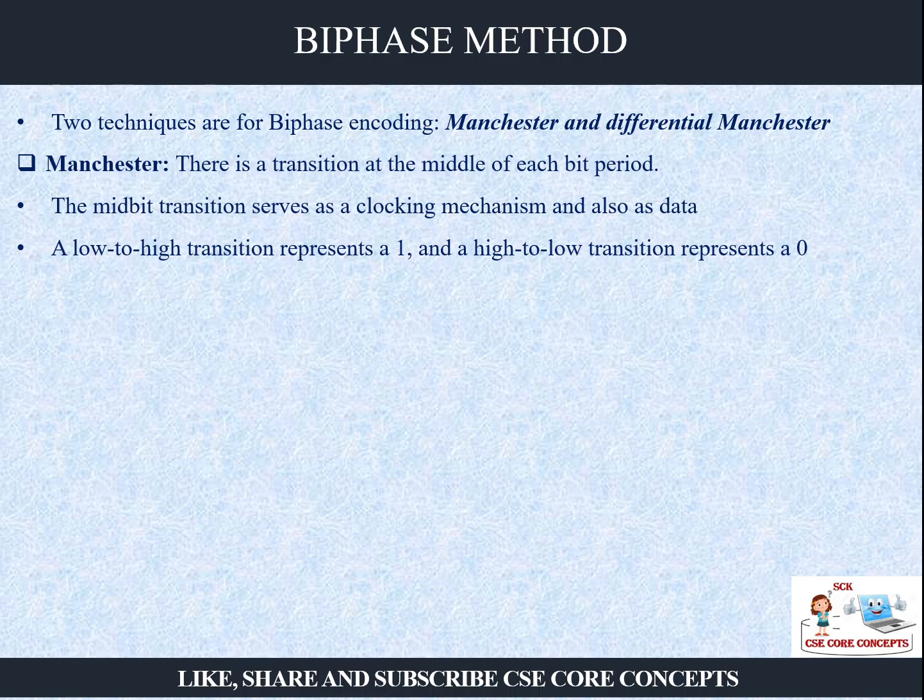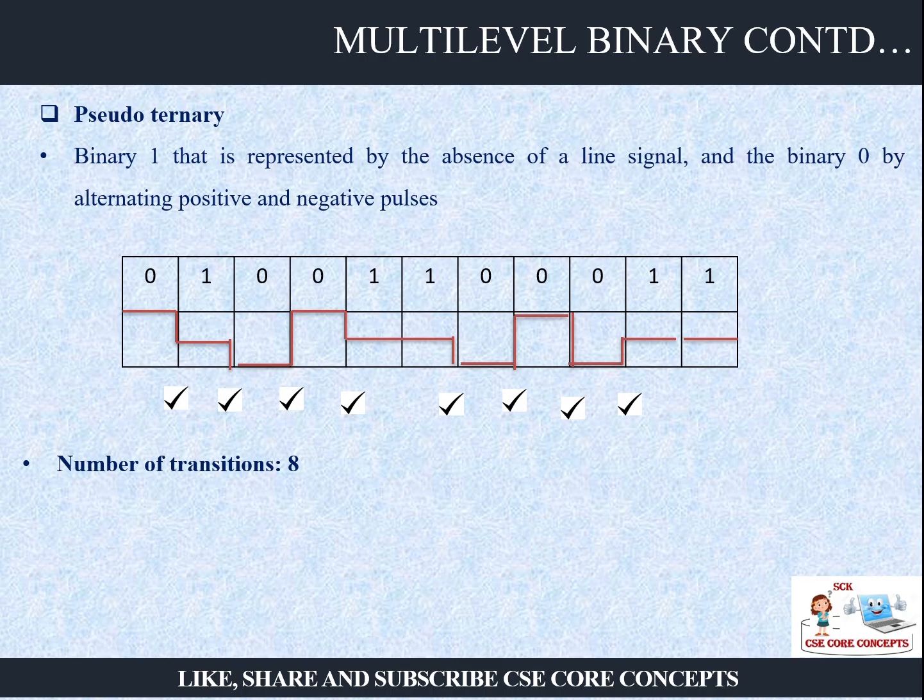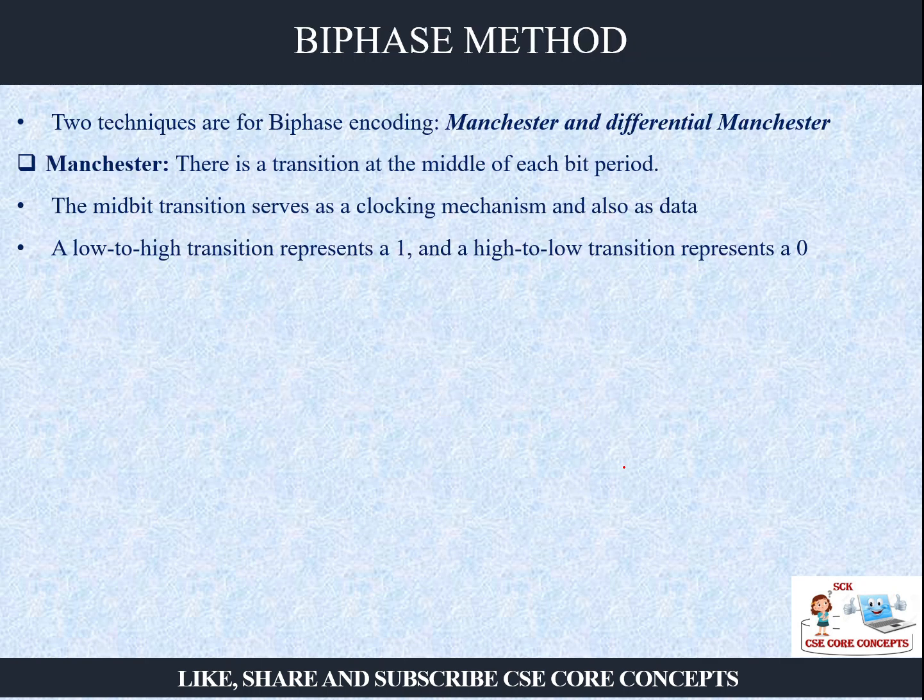So in Manchester technique, there is a transition at the middle of each bit period. Now this transition here, see up till here we have always transited at the starting of the bit. These positions are called as the starting of the bit positions, these lines. So whatever transitions have taken place, they have taken place at the starting. But here in case of Manchester and differential Manchester, in Manchester we are going to do the transitions in the middle. And this mid-bit transition will serve as a clock and also as data. So here a low to high means 1 and high to low means 0.